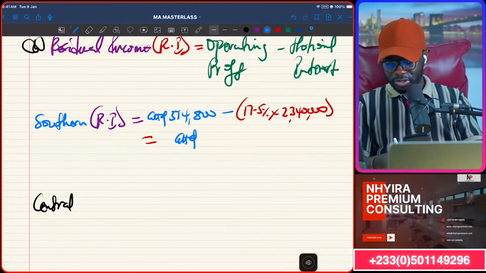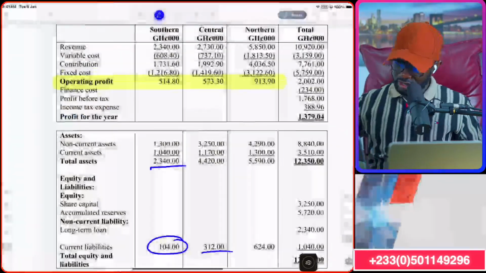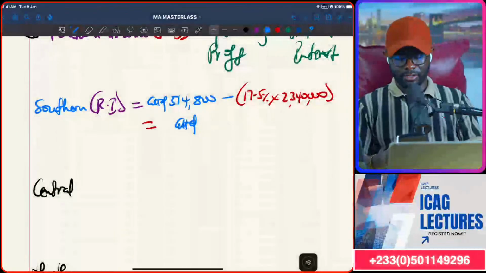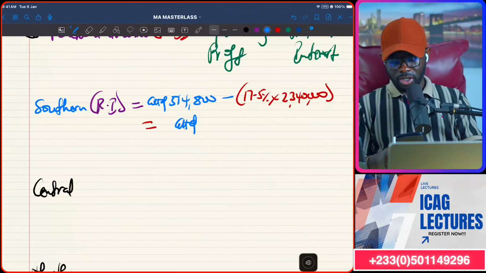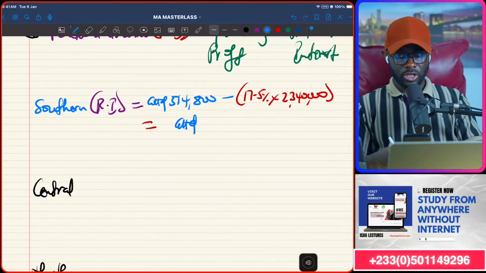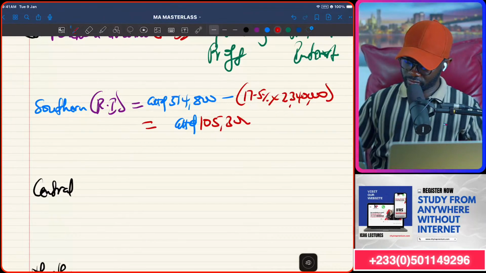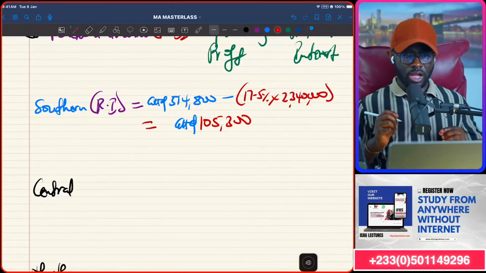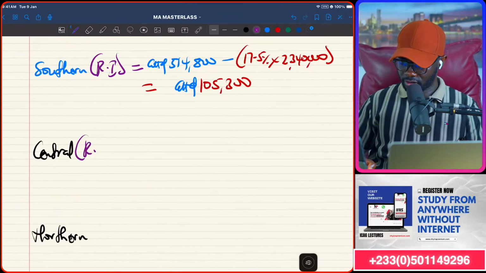So I'm going to punch it all in one. 514,800 minus, into bracket, 0.175 times 2,340,000, bracket close, and I'm getting 105,300. So that is the residual income for the Southern Territory.